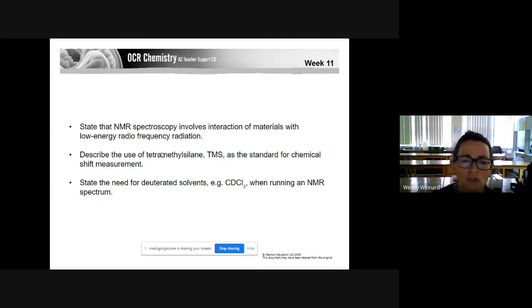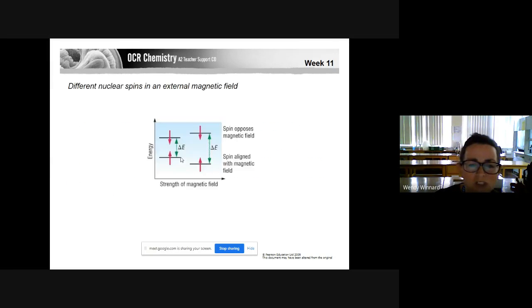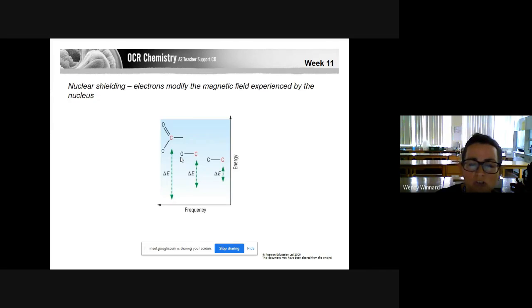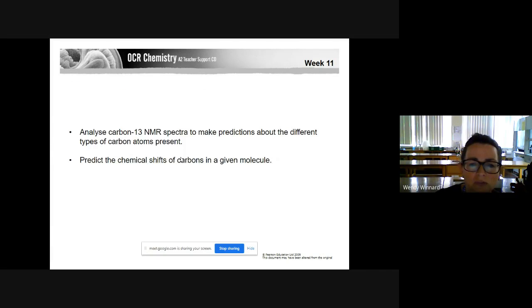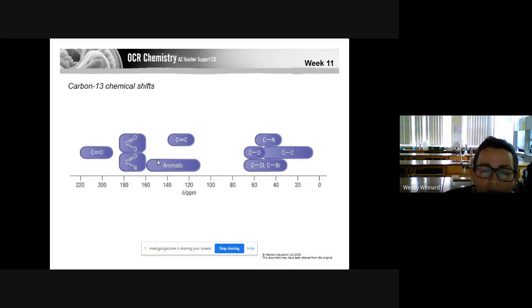I'm not going to look at this now, we'll do this later on, because it is not important. What we're going to do is focus more on the different types of carbon atoms present in the molecule and something called chemical shifts.